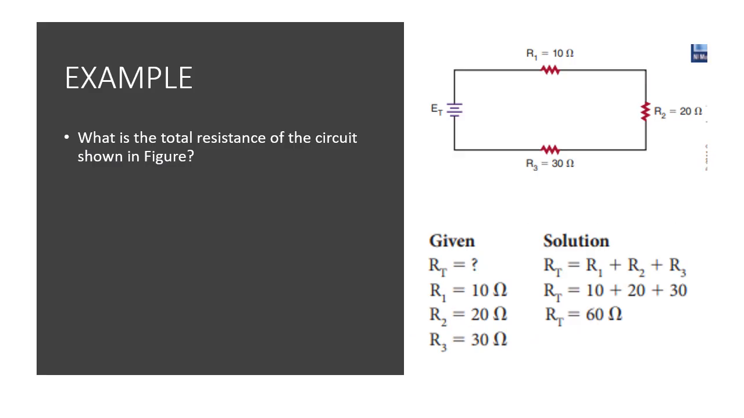Example: what is the total resistance of the circuit shown in the figure? In this example, we need to find the total resistance, which is RT, given in the diagram. R1 equals 10 ohms, R2 equals 20 ohms, and R3 equals 30 ohms. In order to find total resistance, RT, we need to add up R1, R2 and R3 since they are connected in series. Therefore, RT equals 60 ohms.